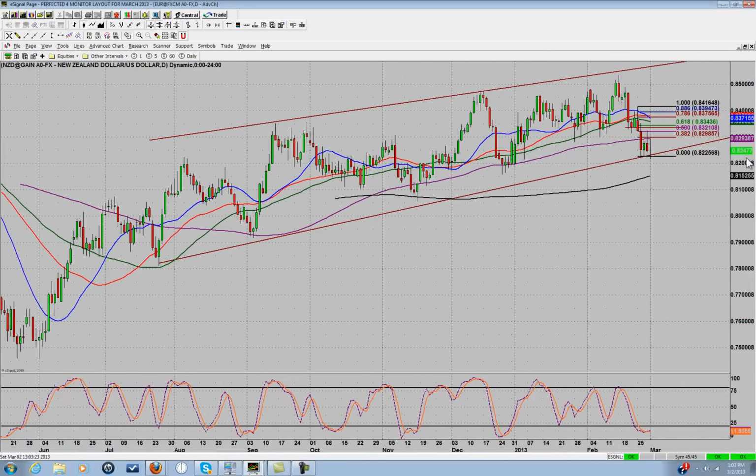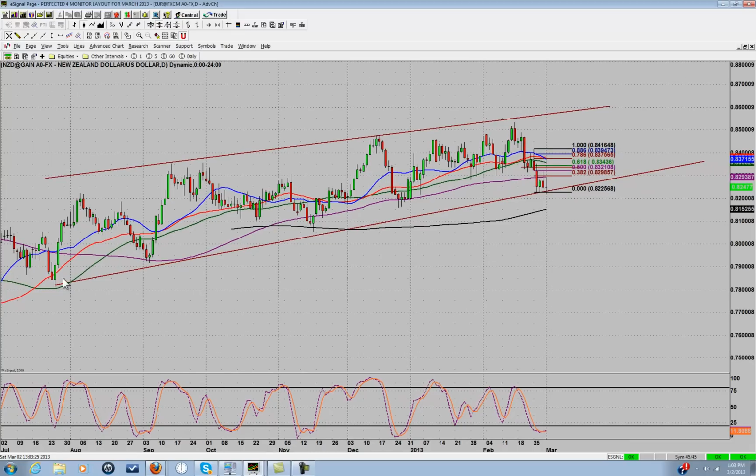Very similarly, the daily chart of New Zealand dollar, otherwise known as the Kiwi, is also breaking. We can see that we have a trend line break. Bingo, right there, trend line break. Very, very bad look to it.